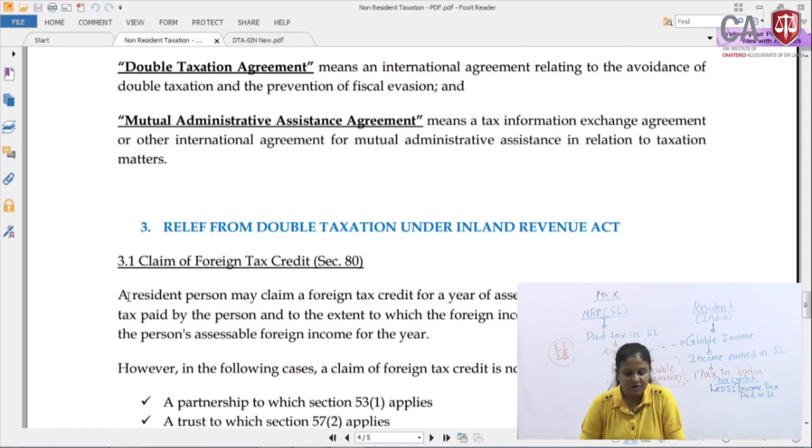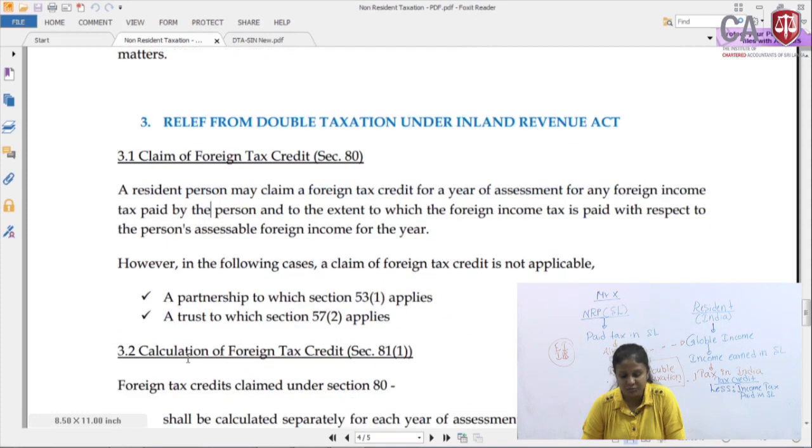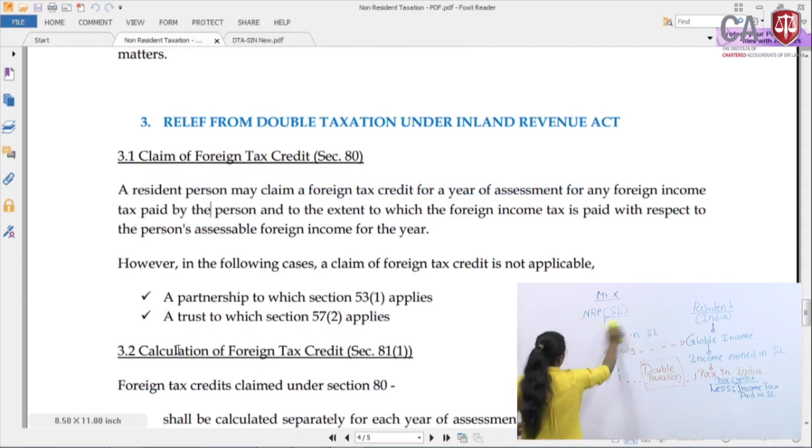A resident person may claim a foreign tax credit for a year of assessment for any foreign income tax paid by the person, to the extent to which the foreign income tax is paid with respect to the person's assessable foreign income for that year. I will explain this part.